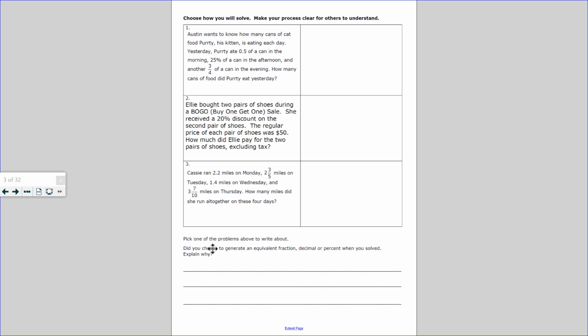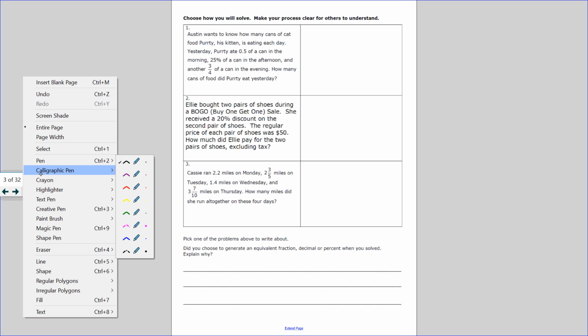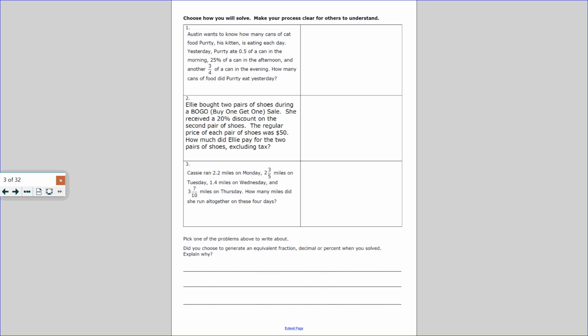For example, number 1, Austin wants to know how many cans of cat food Purdy, his kitten, is eating each day. Isn't he nice? Purdy ate 0.5 cans in the morning. So in the morning, she ate 0.5 cans. In the afternoon, she ate 25% of the can. And then in the evening, she ate 3/4 of a can. How many cans of food did she eat? So she ate morning, afternoon, and evening.